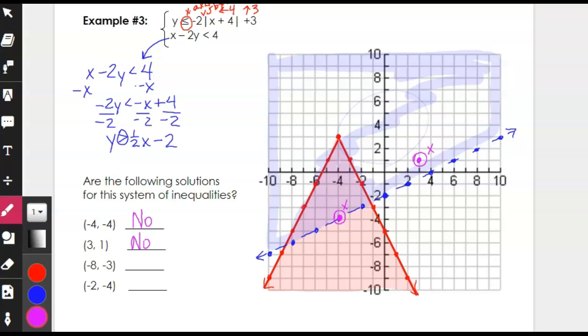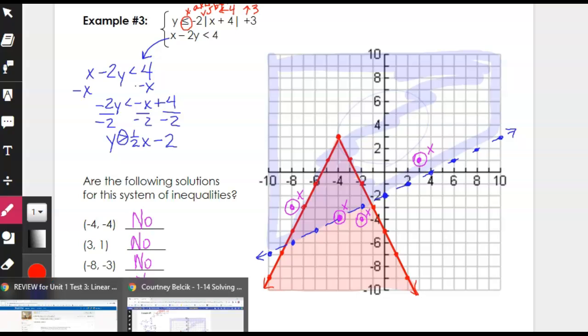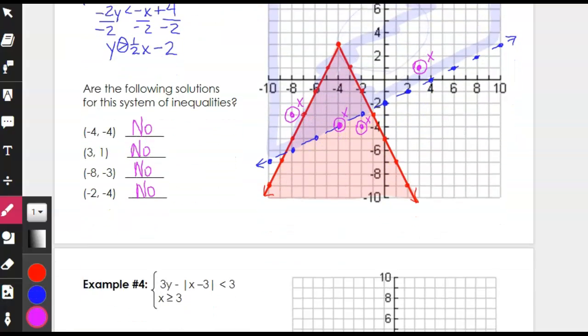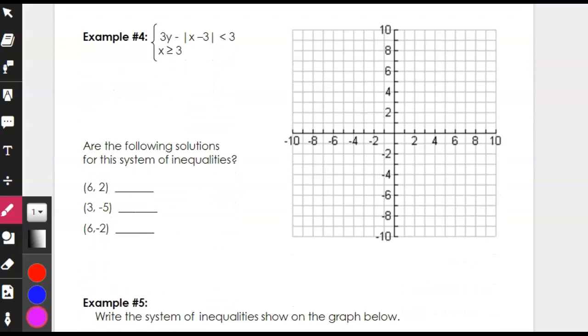The point -8, -3, that point is in the blue shaded area, but not the red shaded area, so this is not a solution to the system. And finally, the point -2, -4. That is in the red shaded area, but not the blue shaded area. So none of these are in the solution set. And that's okay. All right. So the last type of example that we have like this is example 4.